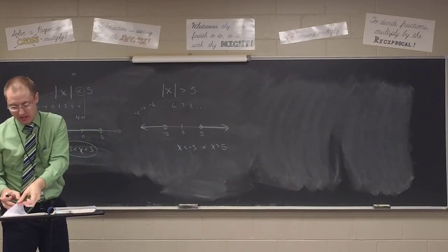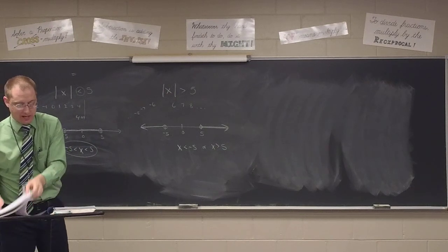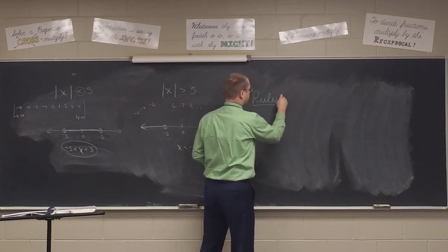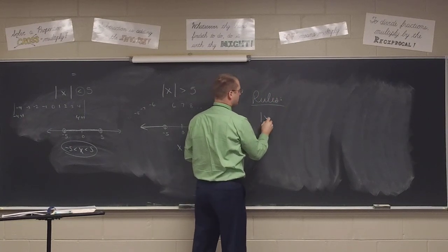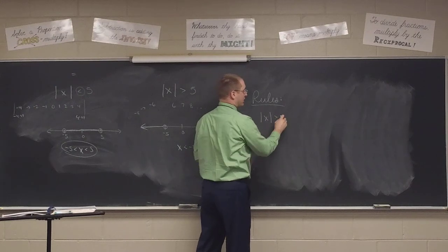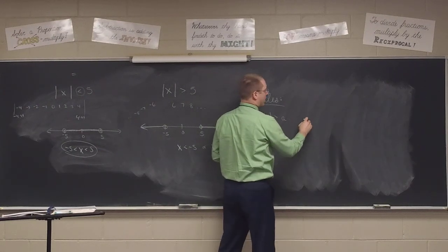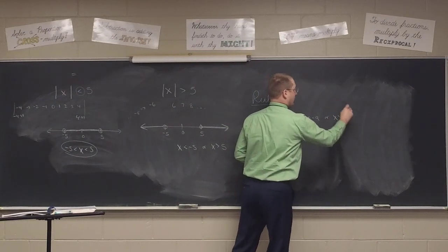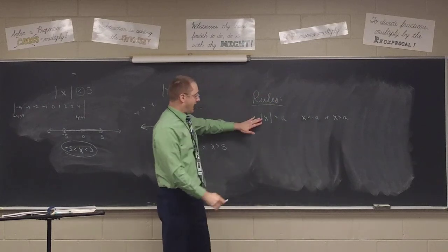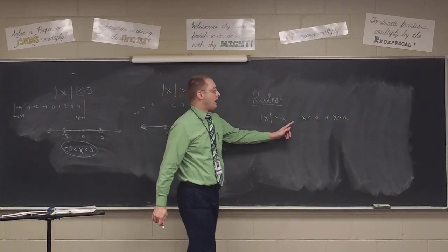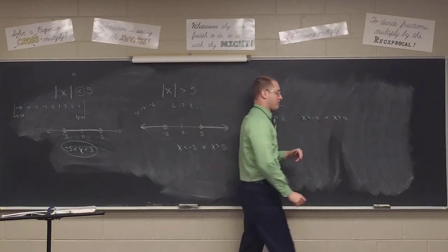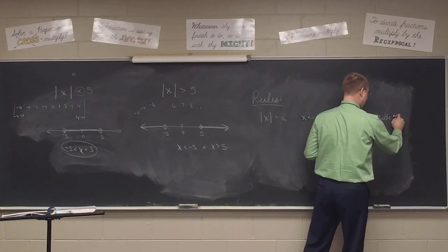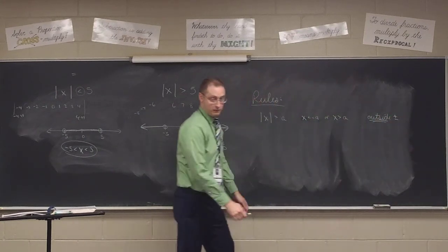Here's a couple of rules I want you to write down. So that was to get us to think. Here's the boring rules to memorize. If the absolute value of x is greater than a, then x is going to be less than negative a, or x is going to be greater than positive a. In other words, x is going to be outside the positive negatives.